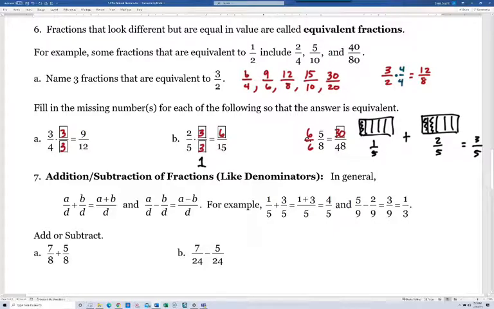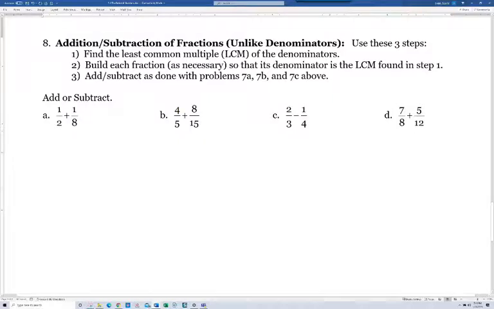So on letter A here, we have 7/8 plus 5/8, and that's going to be 12/8. And of course, we need to simplify. 12 and 8 are both divisible by 4, and you should get 3/2. On letter B, 7/24 minus 5/24, you should get 2/24, and that reduces to 1/12. All right, let's move on to the next slide.